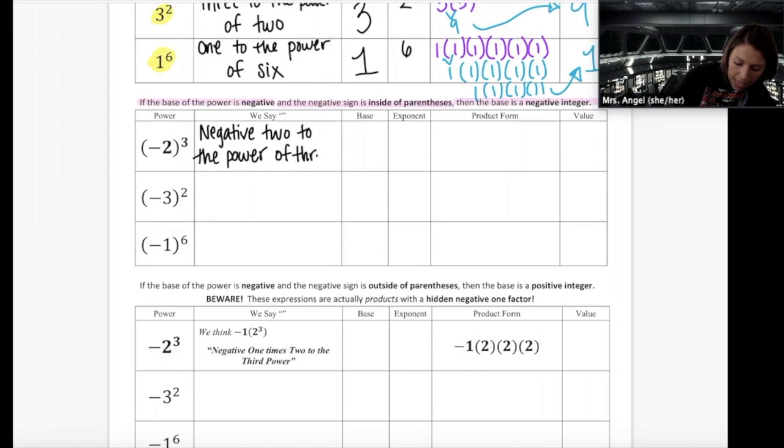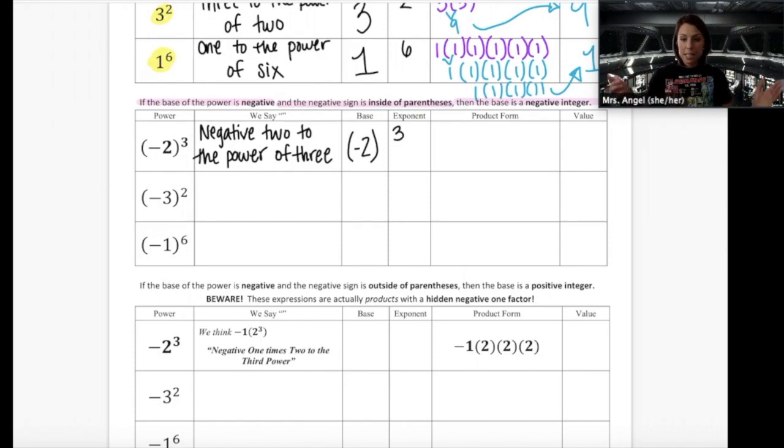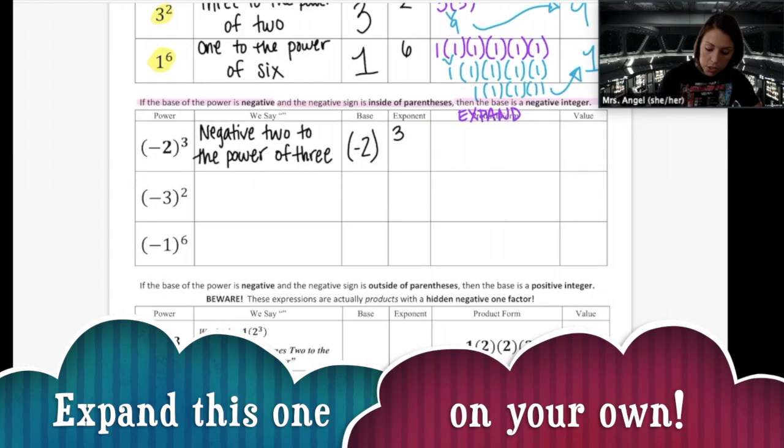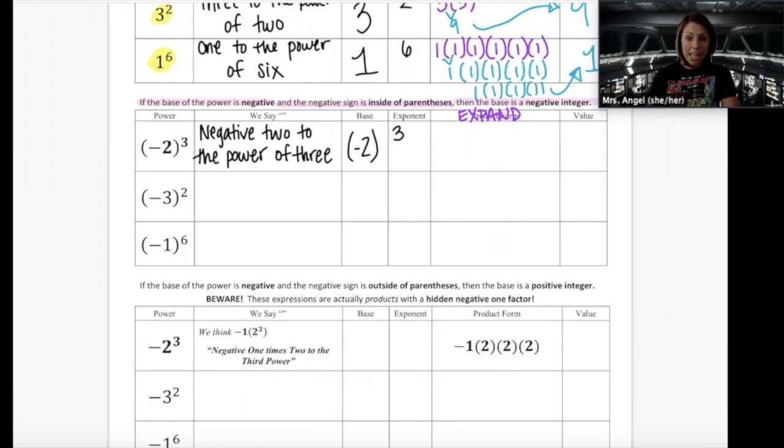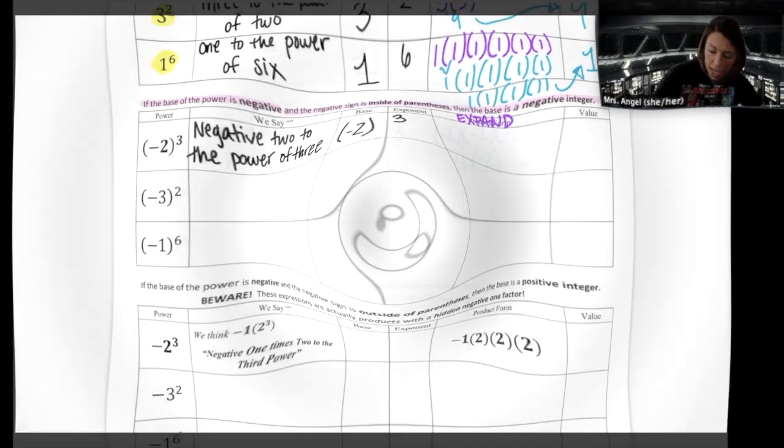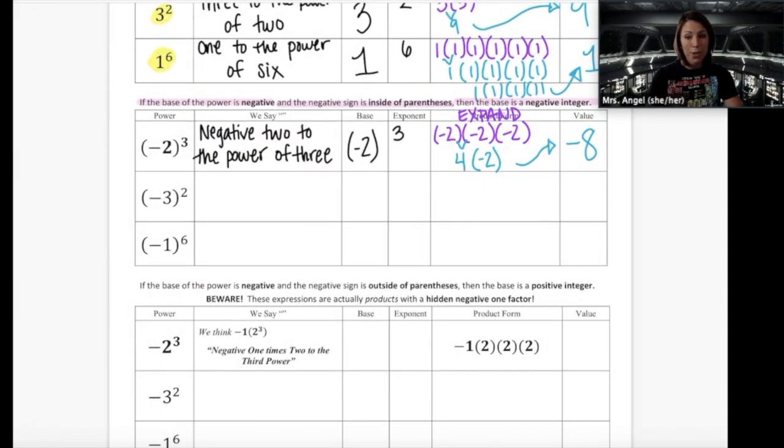Just like we had in the first table, the only difference is that the base is now negative 2. So that means our base went from positive 2 to negative 2. Our exponent is still 3. Let's expand. Remember, product form means to expand. So what does this mean? It means we're multiplying negative 2 by itself 3 times. So it did change the value when the base was negative.